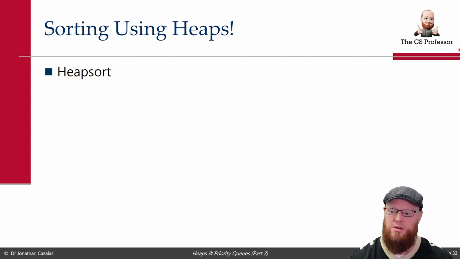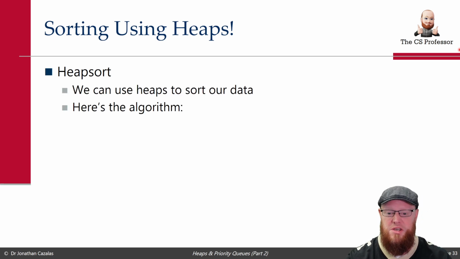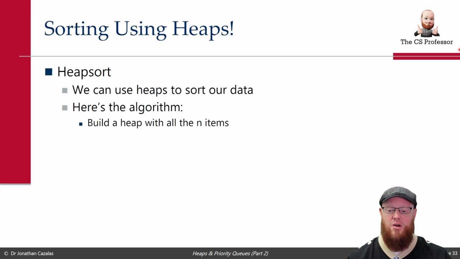Let's look at the solution. It's super cool, and it is called heap sort. So yes, we can use heaps to sort our data. This is the algorithm. Build a heap with all n values from that array. So we're going to take all 1,000 values, let's call it n, and throw them into a complete tree, and then we're going to build that heap using heapify.